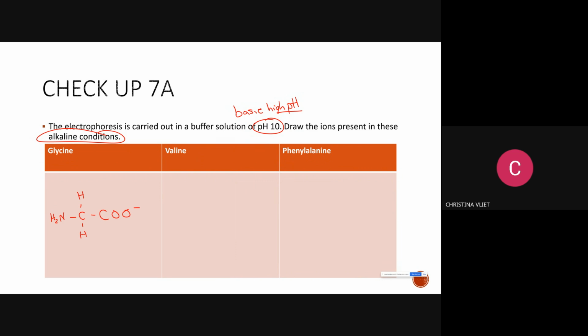What about valine? Wouldn't it just be the same thing, just a different R group? Because all these R groups are not basic or acidic. So valine, you would do the same thing. COO minus. And then phenylalanine, you do the same. And the reason you're being asked to do this is because of the next question coming up.